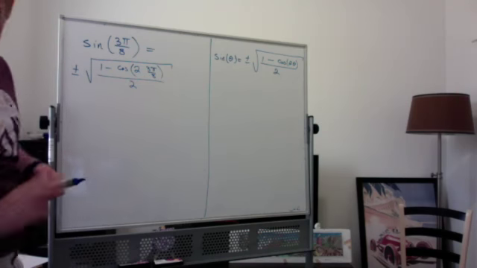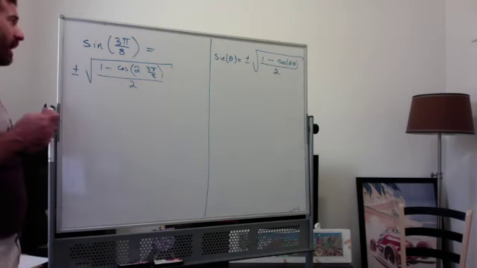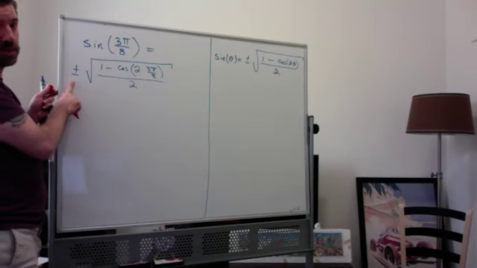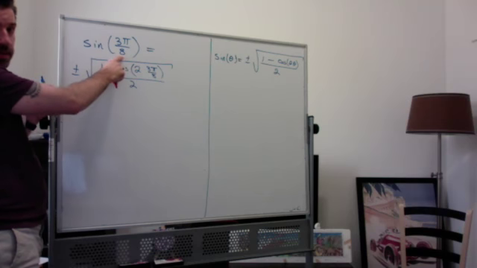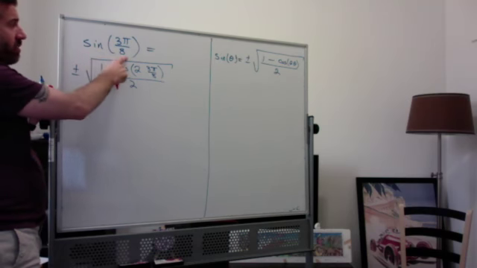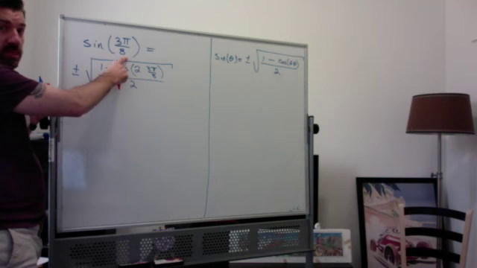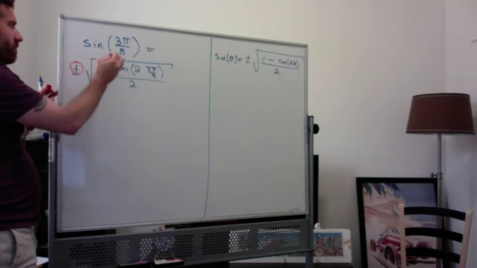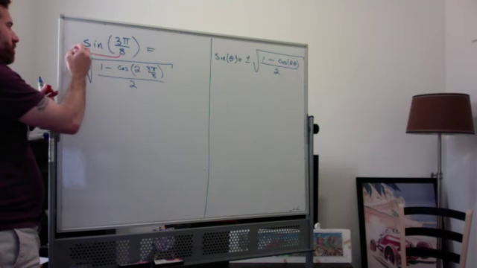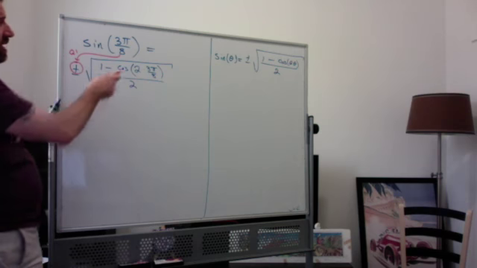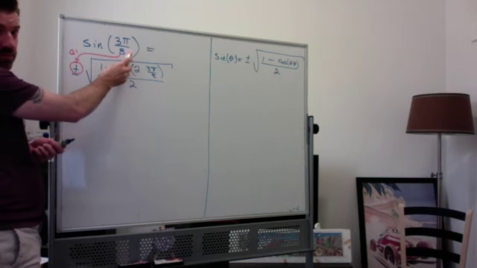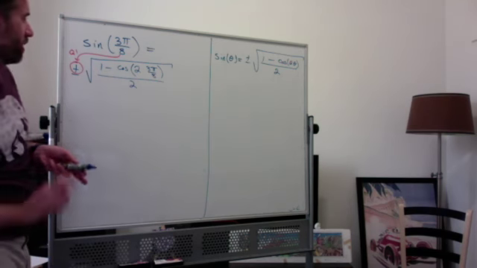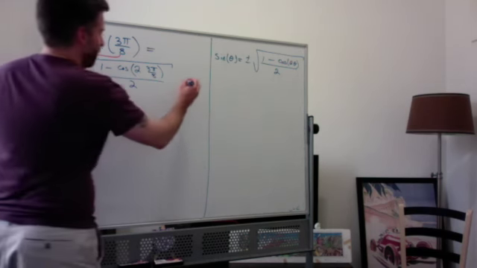And the first thing we have to do is actually decide, is it plus or is it minus? It's wholly based on what quadrant this angle is in and what trig function we have here. 3 pi over 8 is definitely in quadrant 1, and in quadrant 1, all trig functions are positive. So it's got to be positive. But if this angle was in quadrant 3, for example, then we'd have to pick negative because sine is negative in quadrant 3. And the rest of this is mostly simplifying.